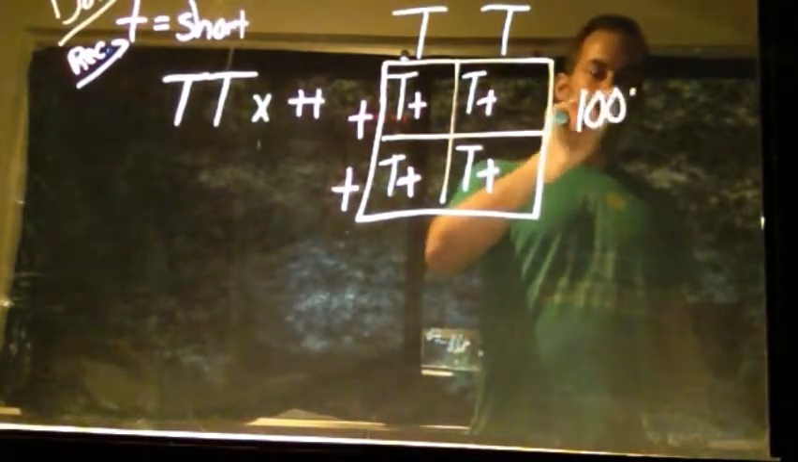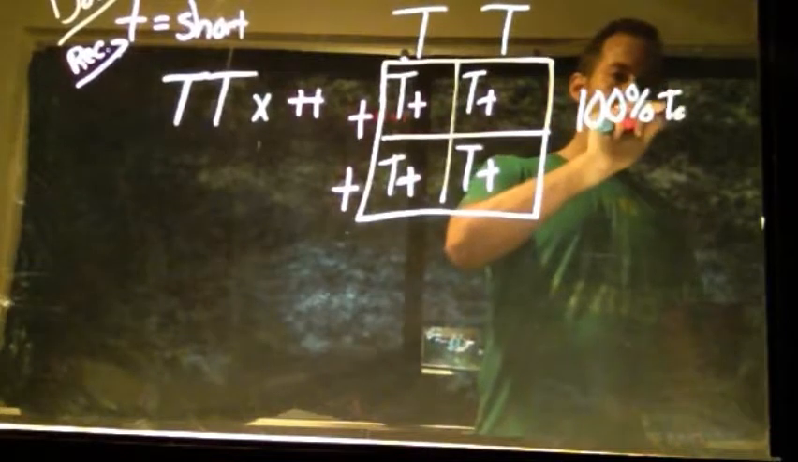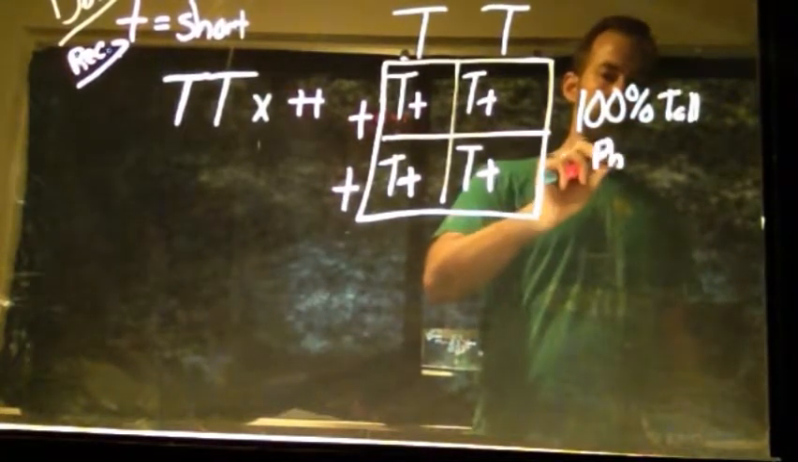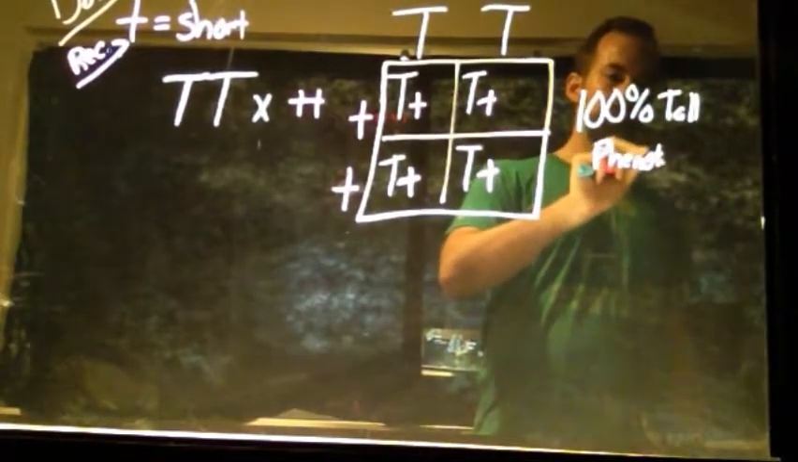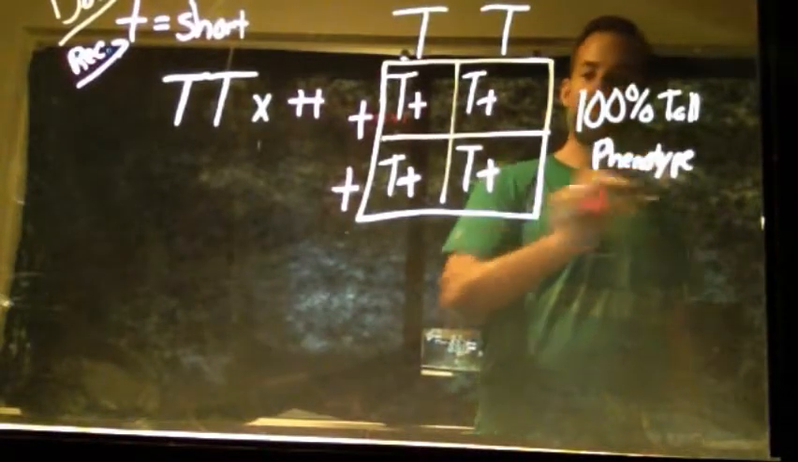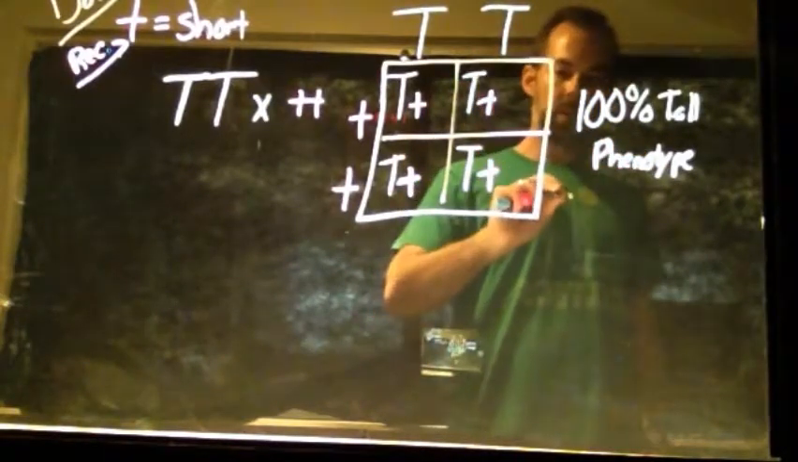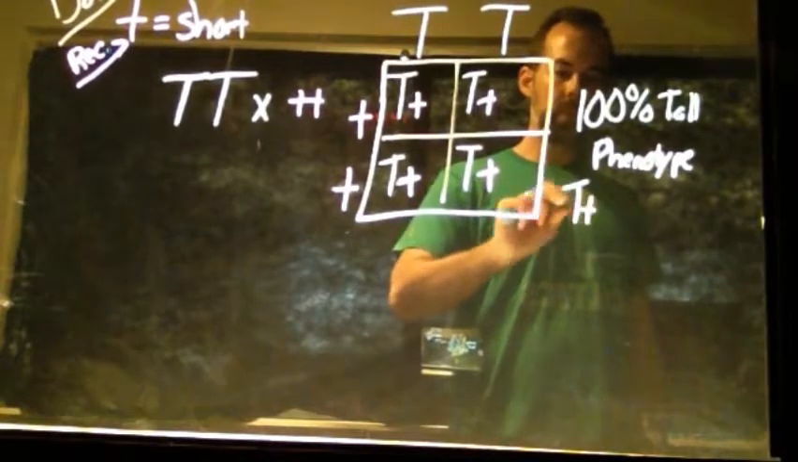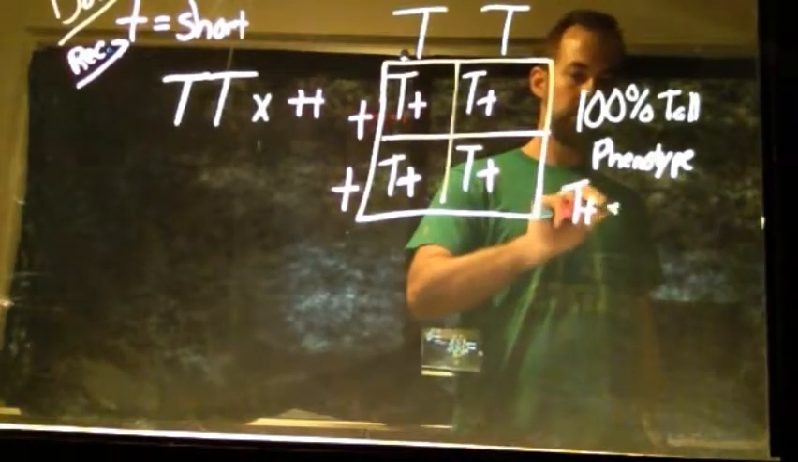That is a phenotype. That is what we can see. Genetically, they're 100% capital T, lowercase t, heterozygous.